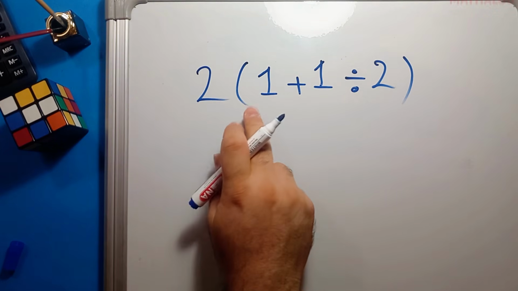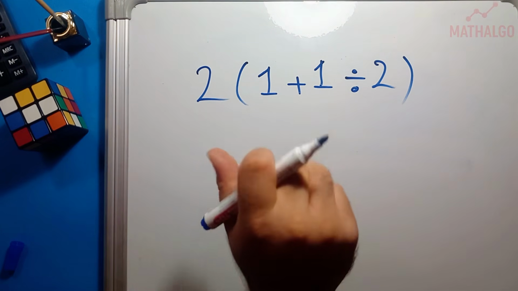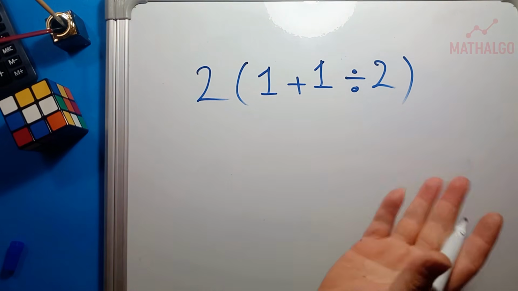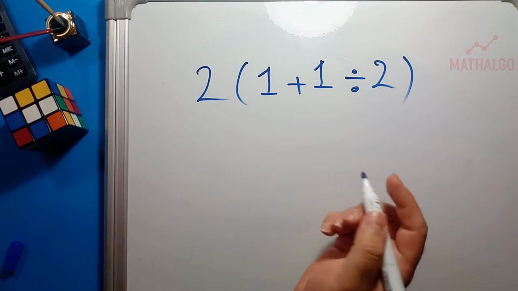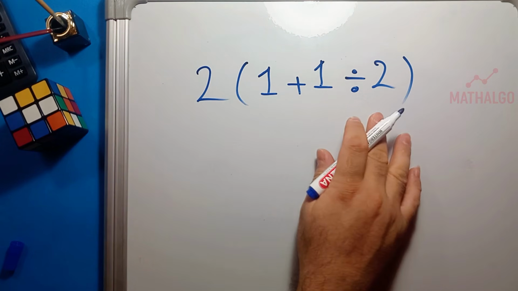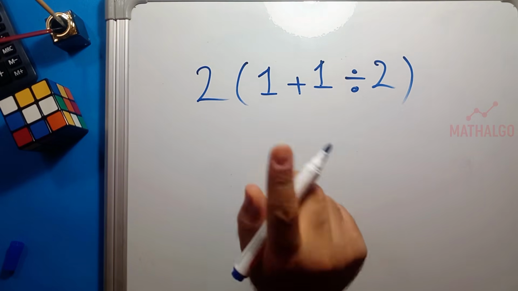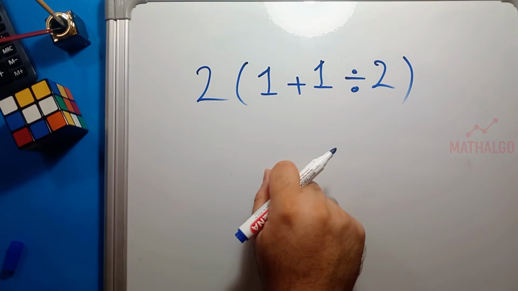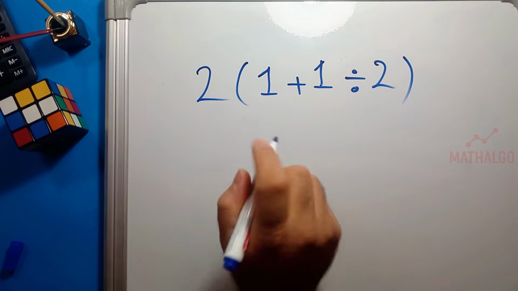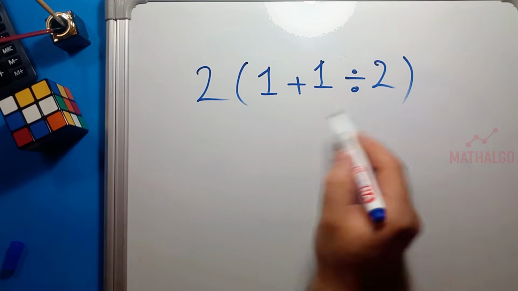2 times (1 plus 1) divided by 2. At first glance, this doesn't look difficult. Most people immediately think, just solve inside the parentheses. And that's true. But the problem is how they solve it. Here's the mistake. People look inside the parentheses and go left to right too early.